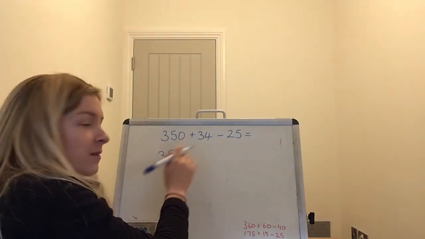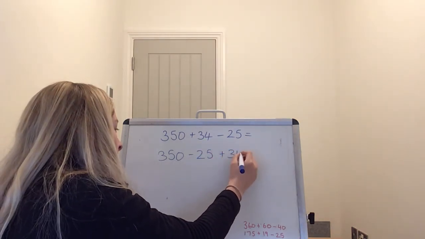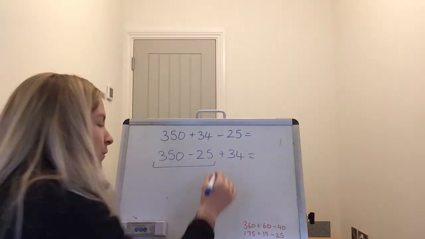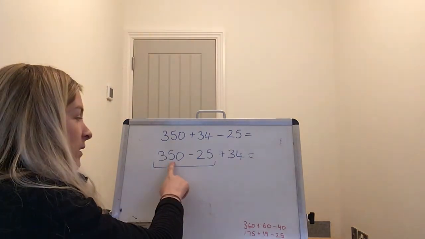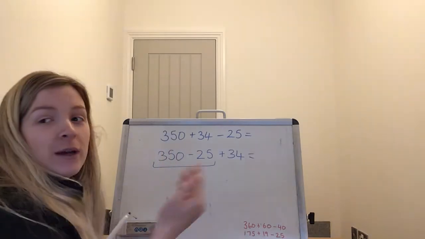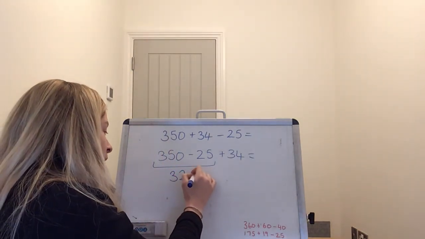350, what comes next? 350, take away the 25. So, very similarly, counting in our 25s, you should know that actually 25 is half of 50. So 50 take away half of itself leaves us with the same amount. So we're going to be left with 325.